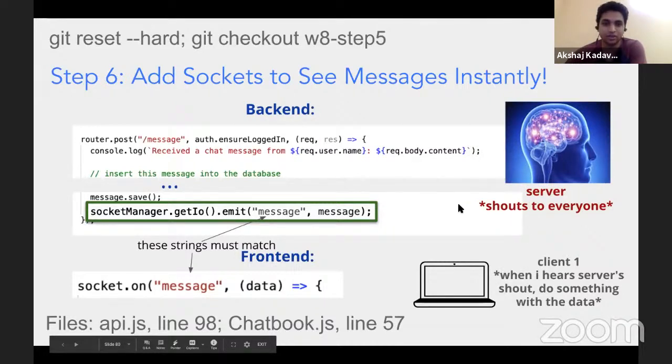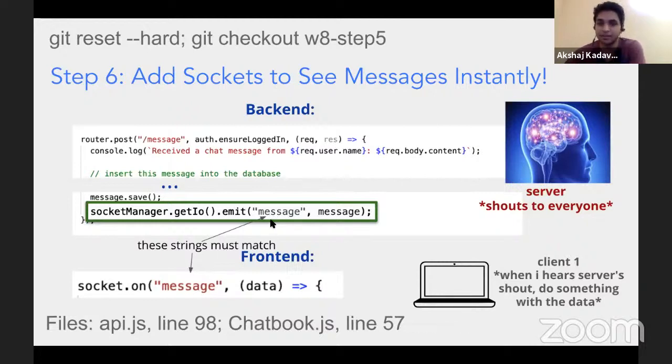So every single shout will look like this. It will be socketManager.getIO.emit. There'll be a title. You can make the title whatever you want. It's just that these 2 strings have to match because you've got to listen for the title. And then you put in data, which will be the message that you just made.